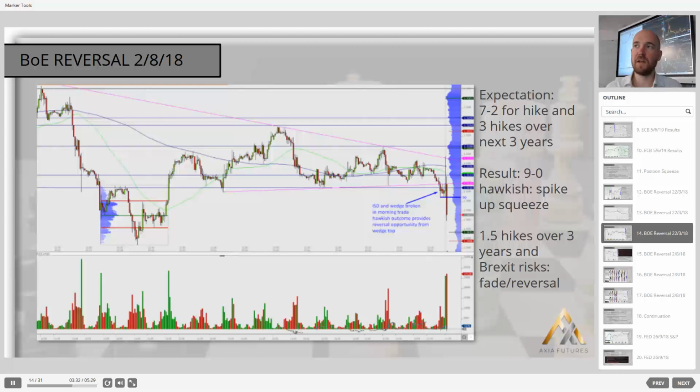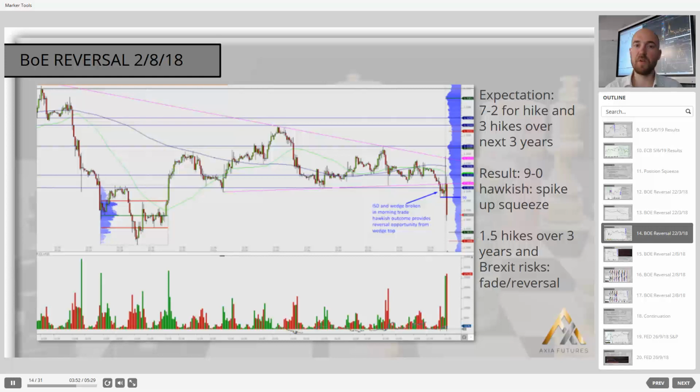So, in terms of expectation, what we're looking for here is a 7-2 vote for a hike and the suggestion that you're going to get 3 hikes over the next 3 years. So we're expecting a rate hike, and we're expecting 3 hikes to be indicated over the next 3 years.